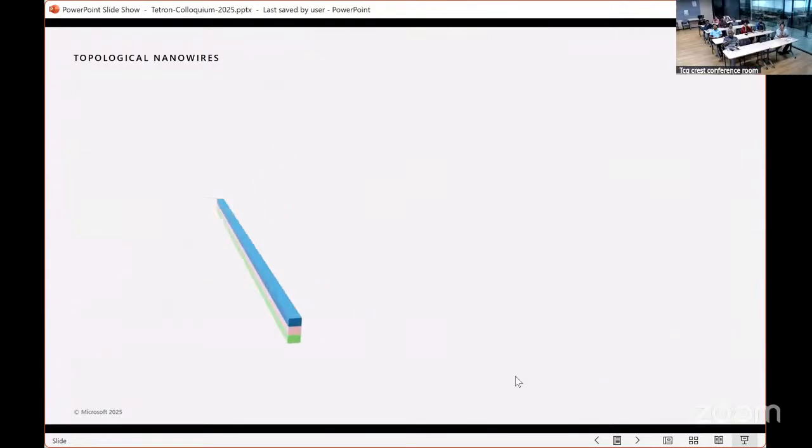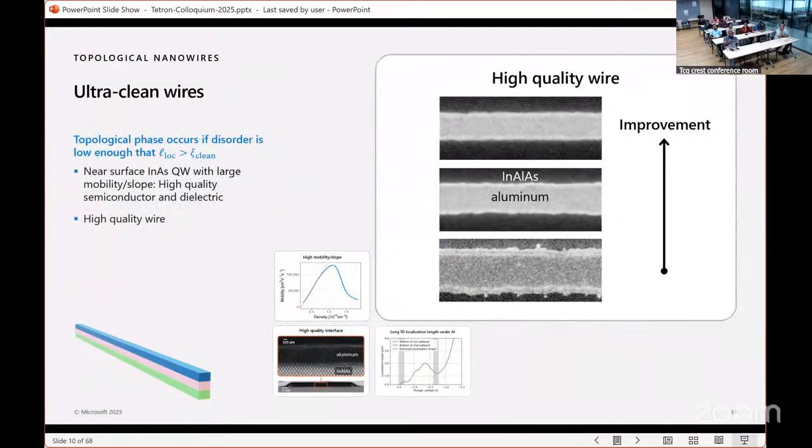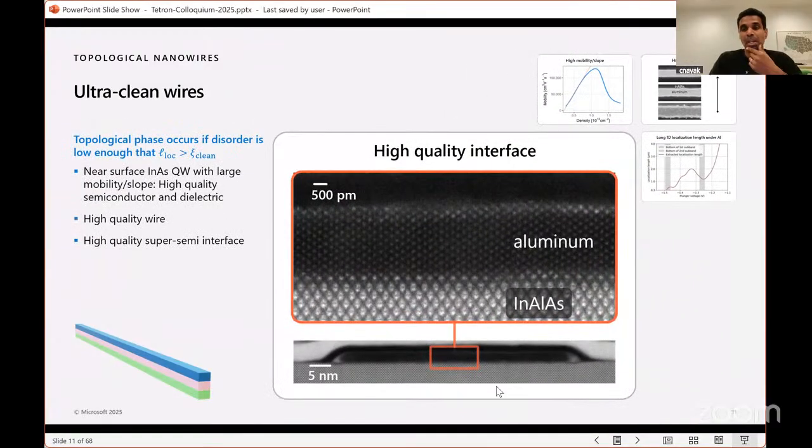Yeah, so it's a good question. Let me show you the cross-sectional TEM. So it's an indium arsenide quantum well. The top barrier is indium aluminum arsenide. This is about 6 nanometers of 12% aluminum, indium aluminum arsenide. So you can see it's very well crystalline. Here's the aluminum. You can see it's also quite crystalline.